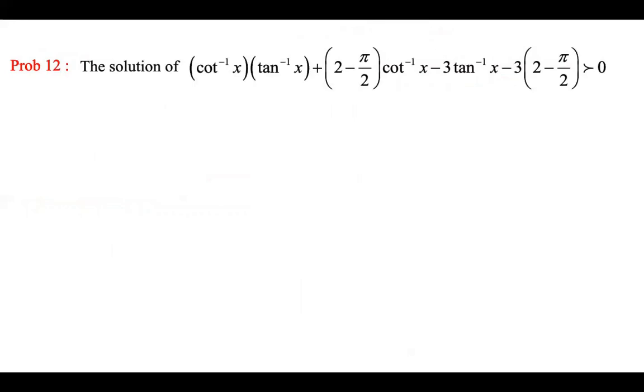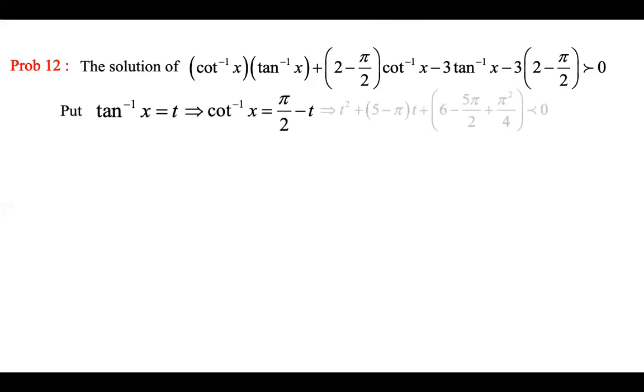So what is the solution set of cot inverse x into tan inverse of x plus 2 minus pi by 2, cot inverse x minus 3 tan inverse x minus 3 times 2 minus pi by 2, greater than 0? This is exactly what is being asked. So put again tan inverse x is equal to t. So cot inverse of x is pi by 2 minus t.